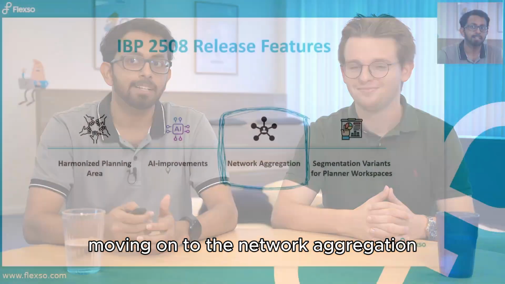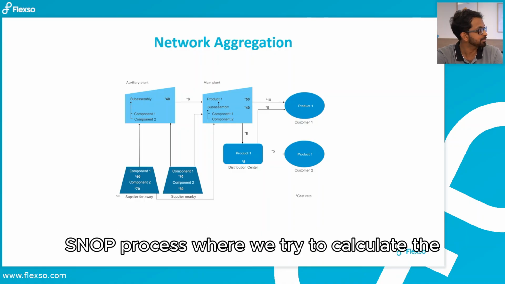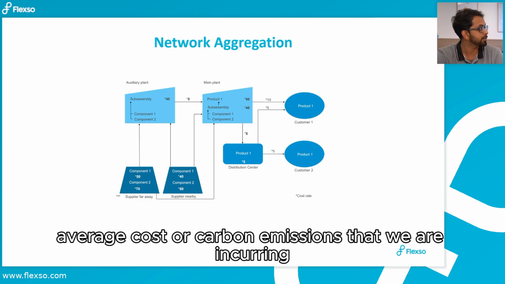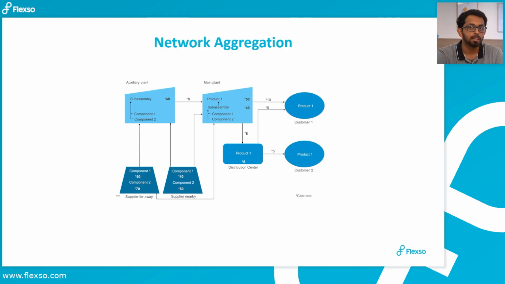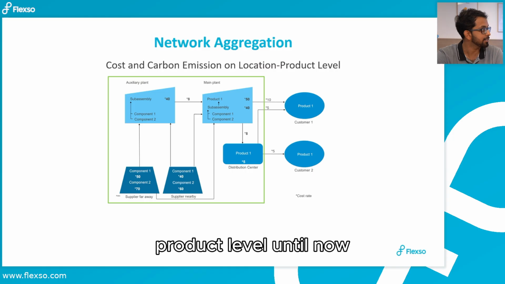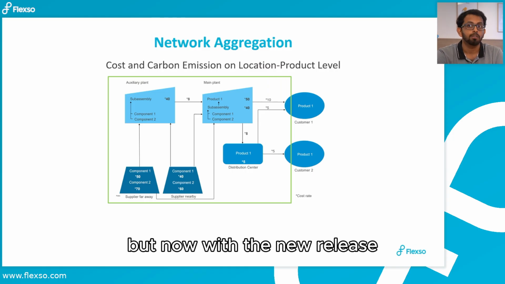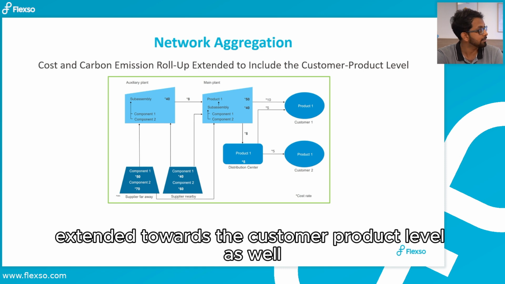Moving on to the network aggregation. Basically, network aggregation is something that we use in our SNOP process, where we try to calculate the average cost or carbon emissions that we are incurring of a specific product at a specific location. As I just mentioned, these calculations were limited to the location product level until now, but with the new release, it has now been extended towards the customer product level as well.